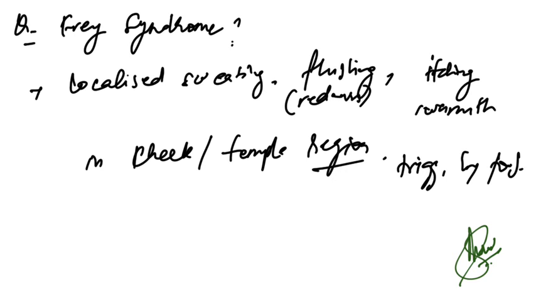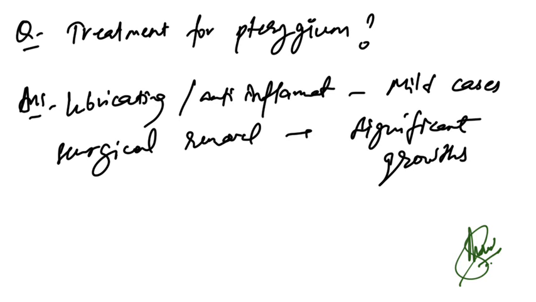Now, Frey syndrome question was asked. Localized swelling, flushing, redness, itching, warmth. This is present in the cheek and temple region, and is triggered by food. So this was also asked.